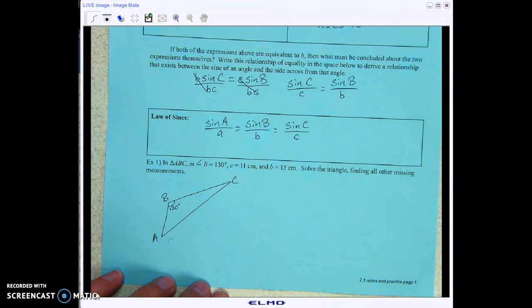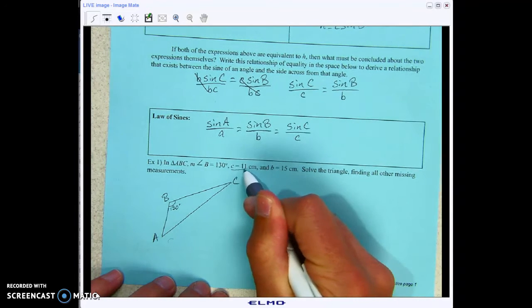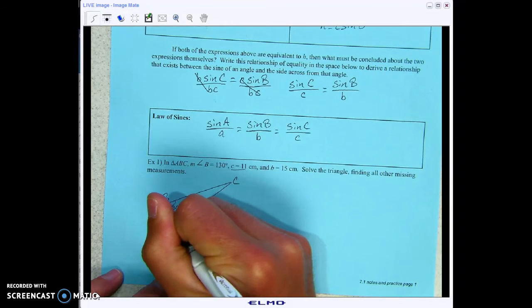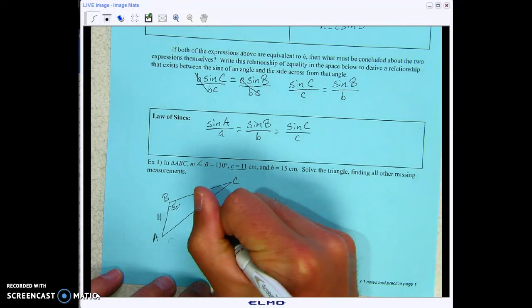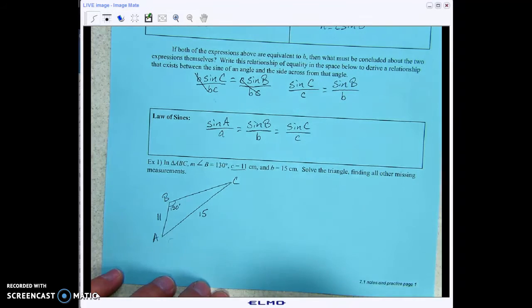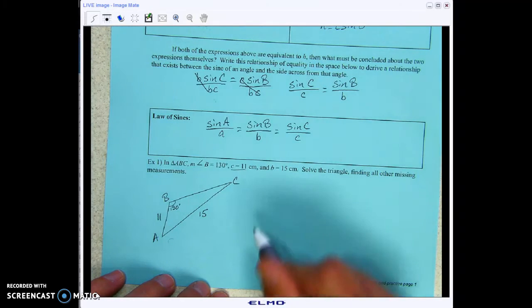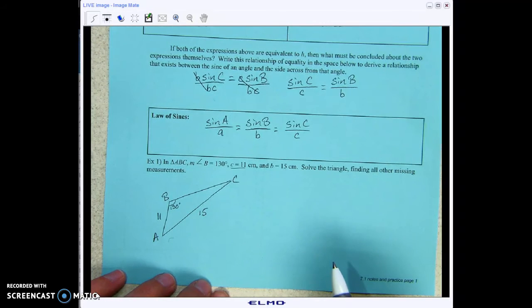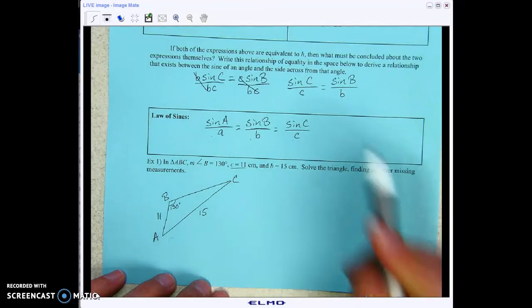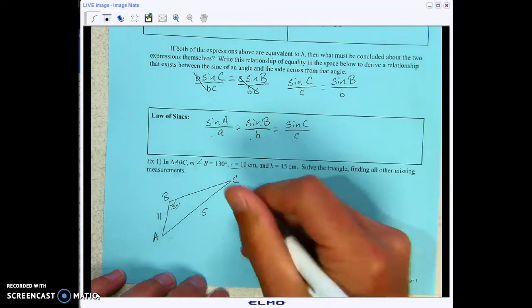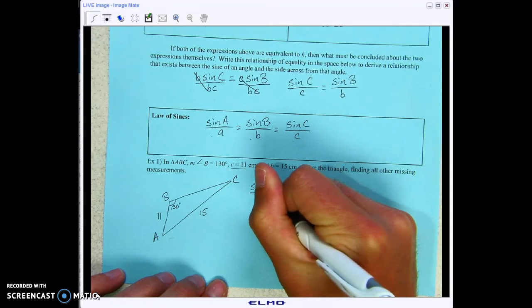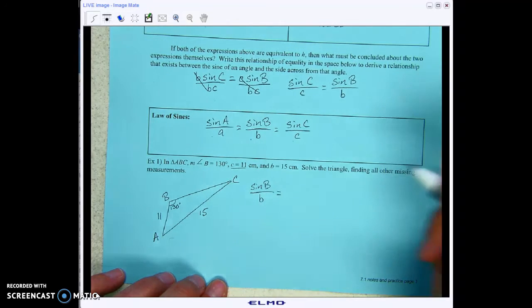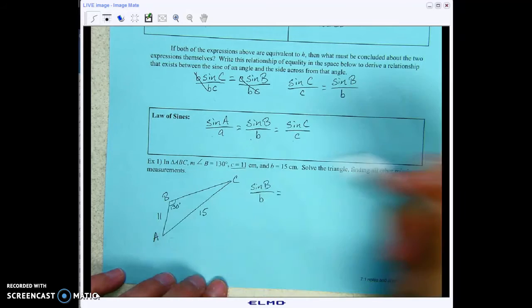So what else do we know? The side opposite angle C, little c, is going to be 11 centimeters. Okay. We also know that side little b is equal to 15 centimeters. Okay. So we need to figure out all the rest of this triangle. And how do we do that? We're going to use this relationship up here. Alright, so we know that the sine of angle B over the side opposite that angle is going to be equal to, well, we know that this side 11 is given.